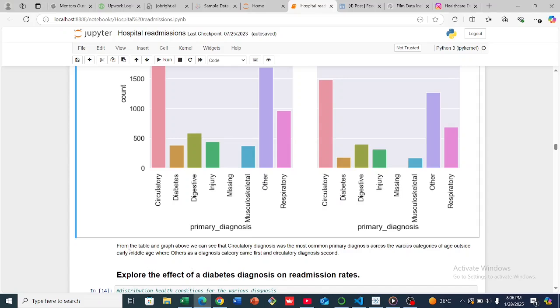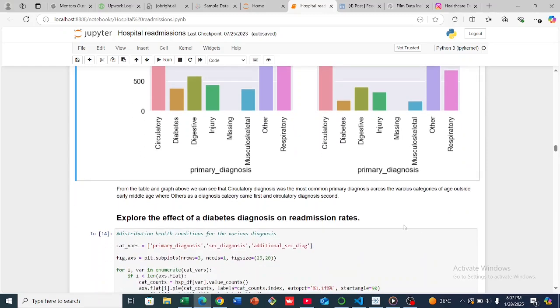So at the end of it, I just had to give my feedback regarding what I was able to analyze from the data. I said from the table and graph above, we can see that circulatory diagnosis was the most common primary diagnosis across the various categories of age, outside early middle age, where others as a diagnosis category came first, and circulatory diagnosis was second. Okay, so you could see I gave my feedback at the end of this analysis.